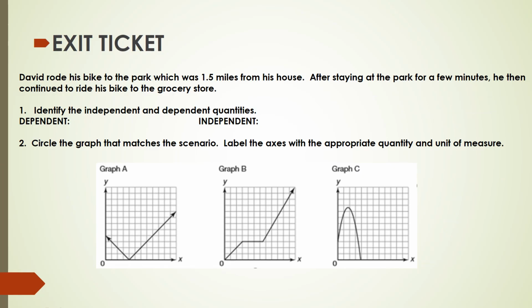In this scenario, David rode his bike to the park, which was 1.5 miles from his house. After staying at the park for a few minutes, he then continued to ride his bike to the grocery store. On number 1, I want you to identify the independent and dependent quantities. Number 2, I want you to circle the graph that matches the scenario. Label the axis with the appropriate quantity and unit of measurement. Pause me while you do this.